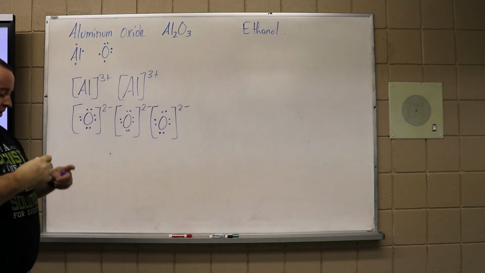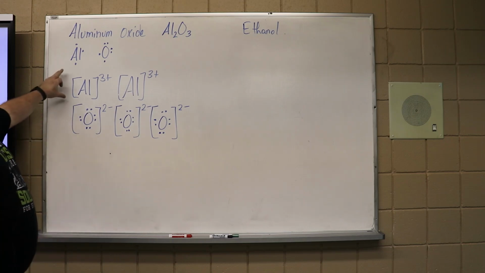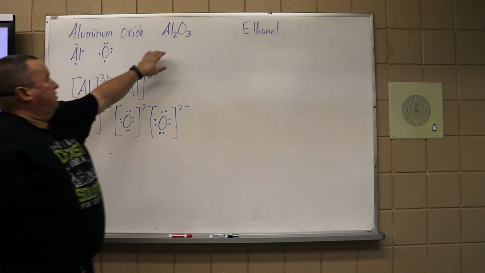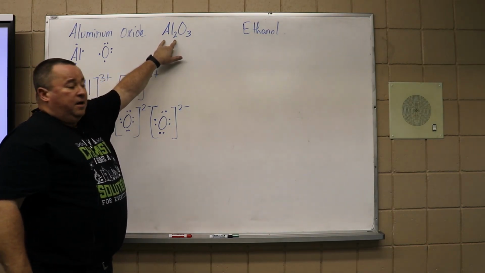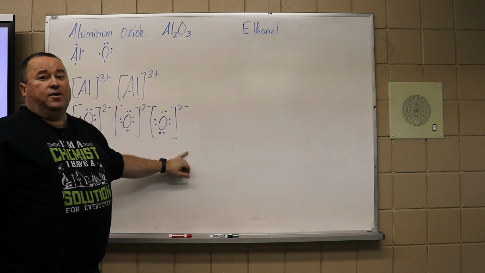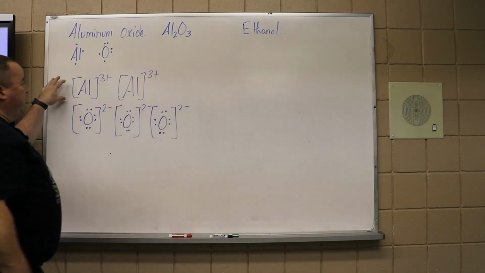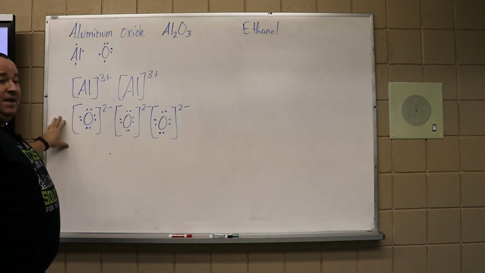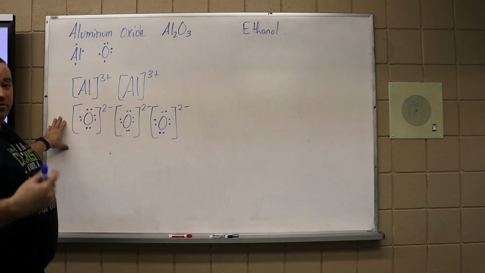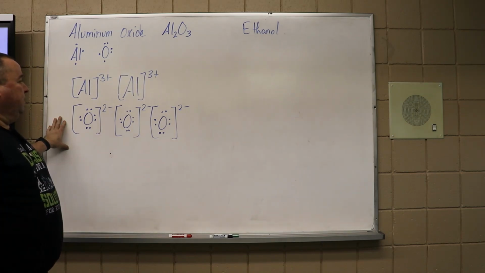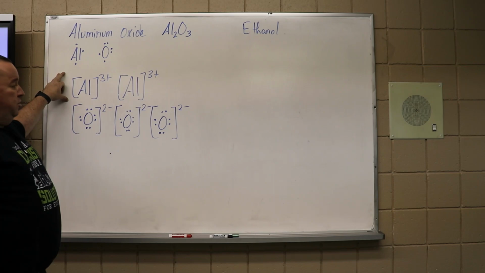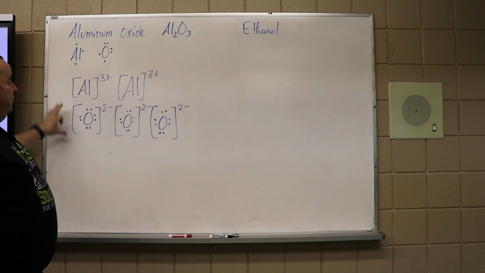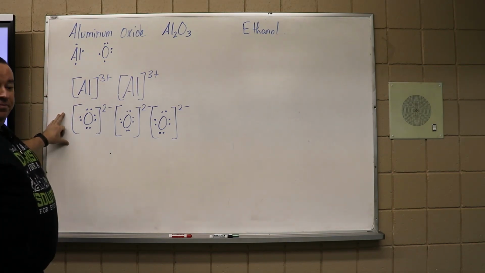So you see that in the Lewis diagram, we're showing both of the 2 aluminums in the aluminum oxide and all 3 of the oxide ions. We have lost 6 electrons from the 2 aluminum, and we've gained 6 electrons from the 3 oxygen that become oxide. Net charge is 0 because we have 6 positive and 6 negative.